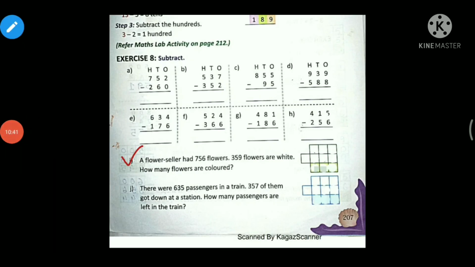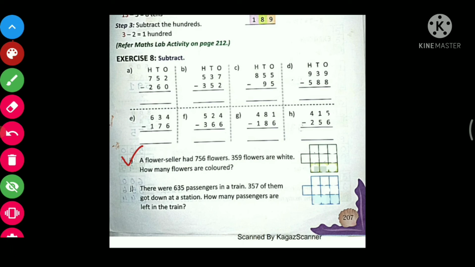A flower seller had 756 flowers. 359 flowers are white. How many flowers are colored? That one we need to find. So this much of total flowers are there and this much of white flowers are there. Now we have to find out the colored flowers. So we'll subtract these two numbers.